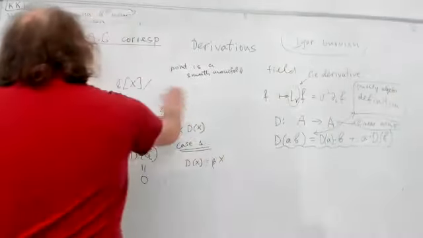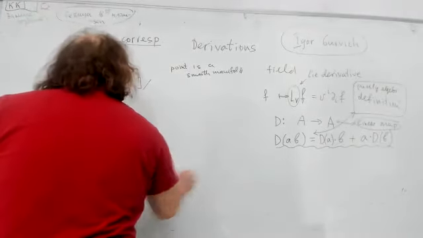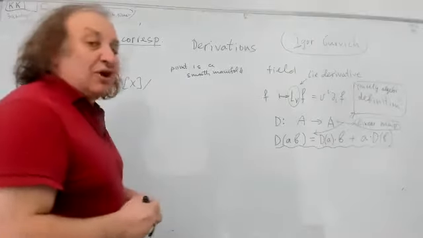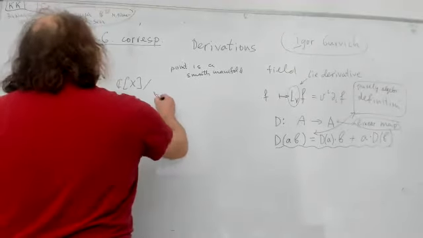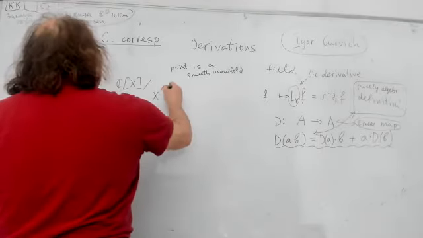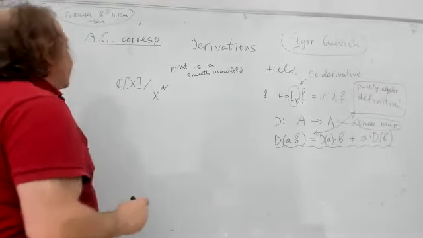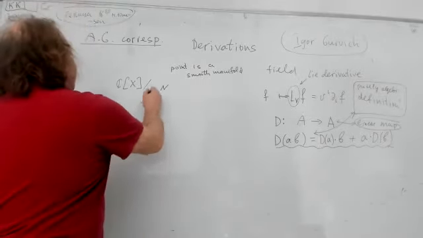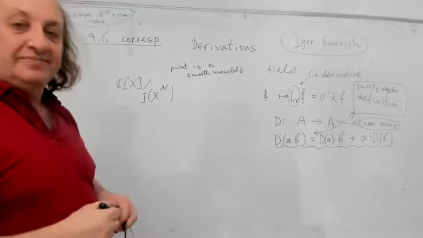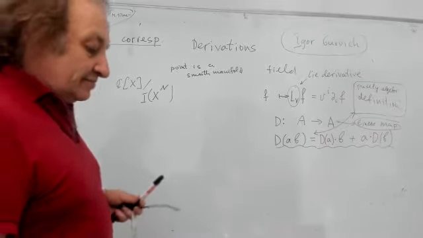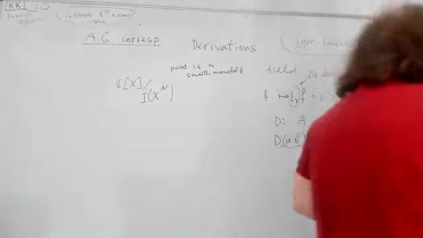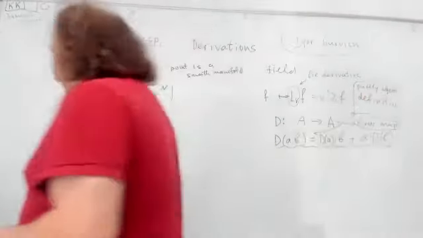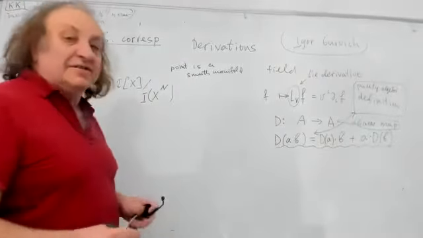Now, let us play around with this example. Consider an interesting thing: C of x and the quotient by the ideal generated by x to the n. So you may guess what derivations are. So may I ask you to guess?